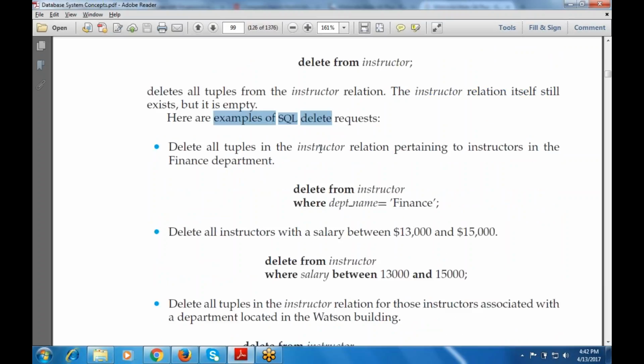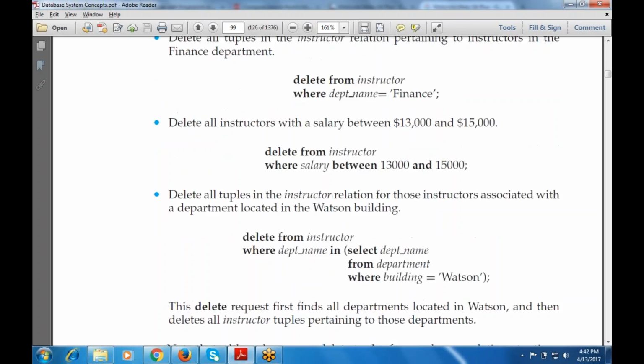Now these are examples of the SQL delete request. Delete all the tuples in the instructor relation pertaining to instructors in the finance department. This is: delete from instructor where department name equals 'Finance'. Delete all instructors with a salary between 13,000 and 15,000. This is: delete from instructor where salary between 13,000 and 15,000.